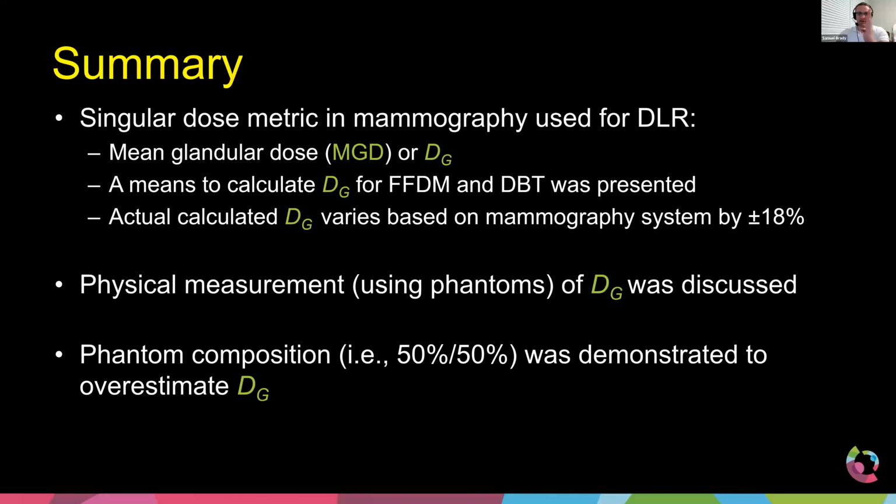Now, if here's the DRL and you're more than 18% above the DRL, then everything we've talked about, all of this variation, has nothing to do with the fact that you're overexposing based on the national DRL. In that case, you should do your best to drop it down closer to the DRL.